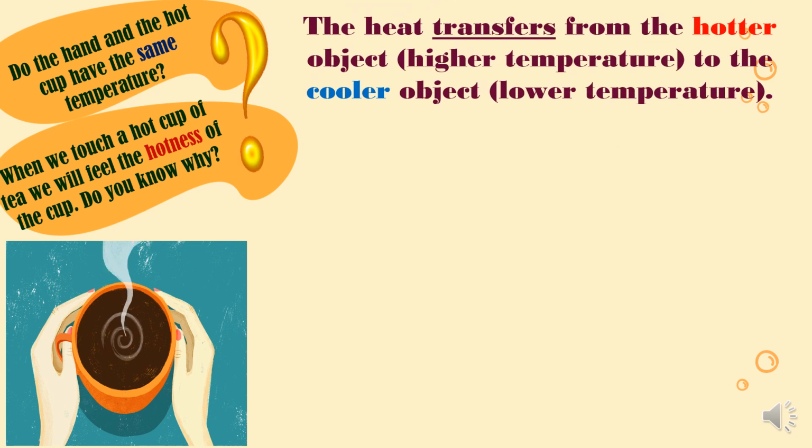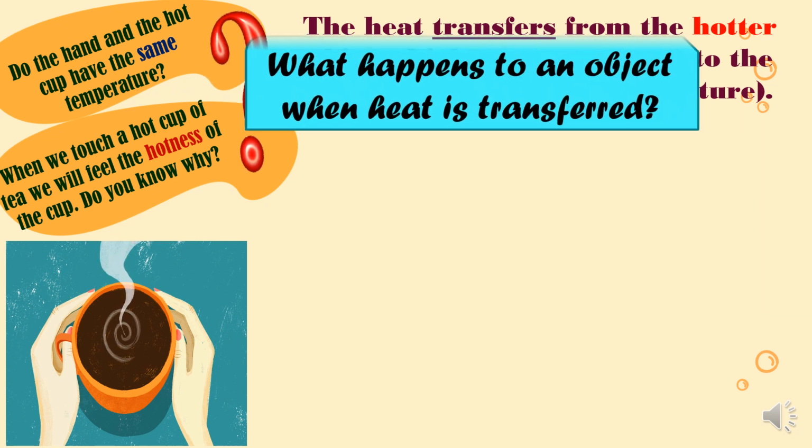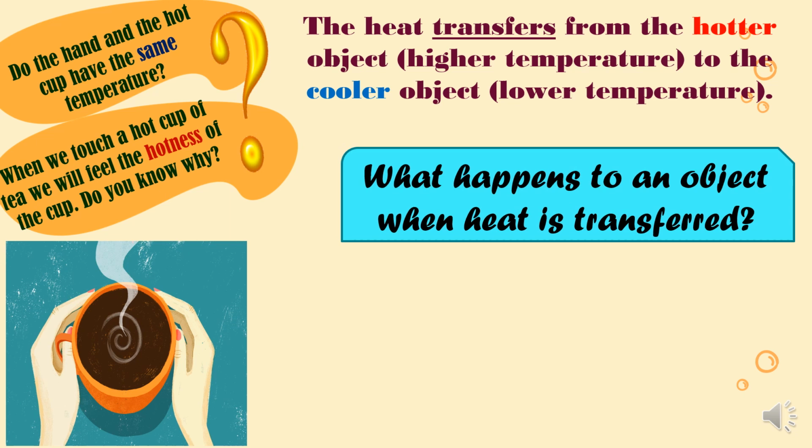Last concept, we said that the heat transfers from the hotter object to cooler object. The hotter object has higher temperature, but cooler object has lower temperature. But do you know what happens to an object when heat is transferred?